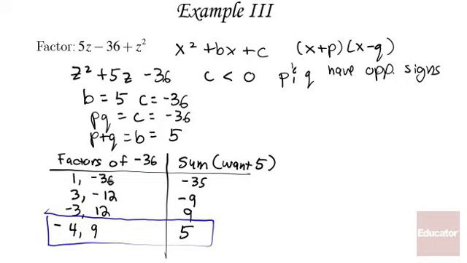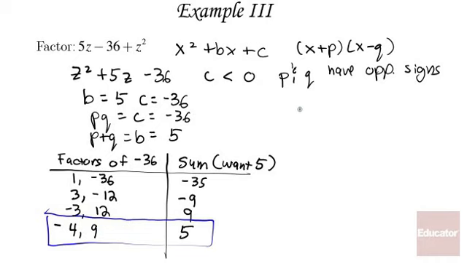That means they're going to have opposite signs. And I didn't spend time doing each factor. I just went for the ones that were reasonably close together so that they would give me a fairly small sum, like 5. And I found that negative 4 and 9 did meet that criteria.